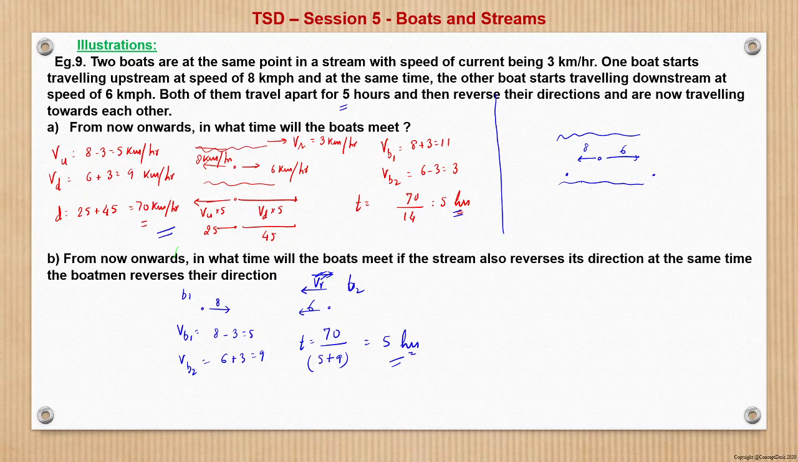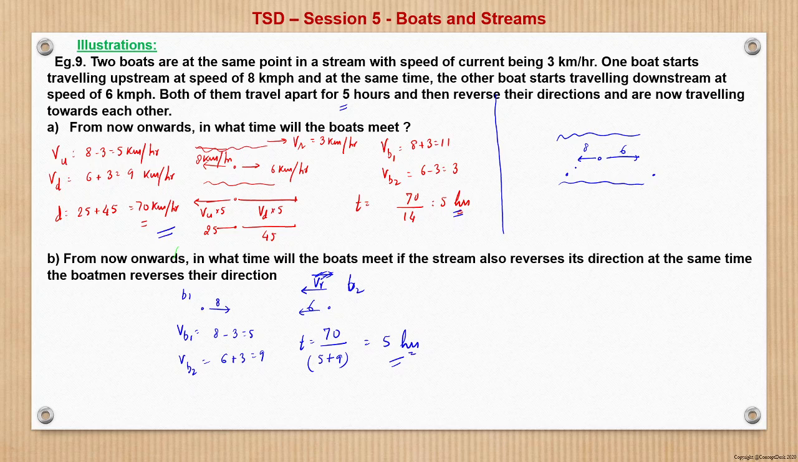Now what happens? If we see with respect to water, don't see with respect to ground now. With respect to water, the speeds 8 and 6 are with respect to water only, right? Since they have moved apart for 5 hours, to meet they will further take 5 hours, right?